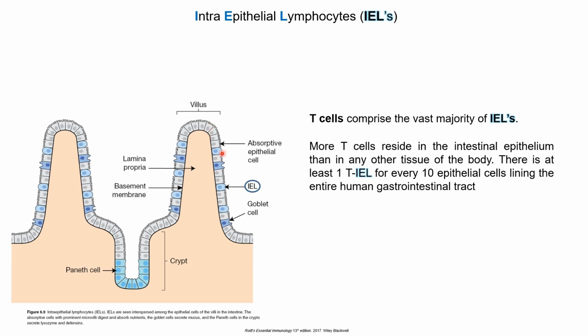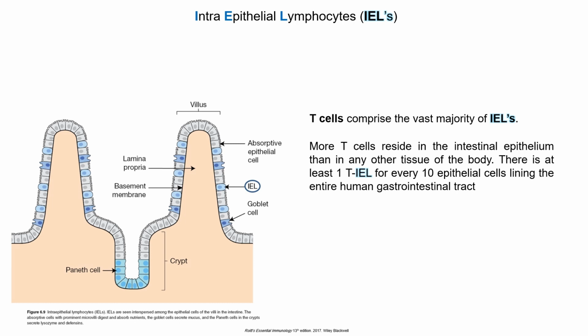But here, right on the mucosal surface, we have these intraepithelial lymphocytes. And it's an amazing number. For every 10 epithelial cells, there's one of these lymphocytes. Now, the last slide I want to show you is the last secondary lymphoid tissue, and that's the spleen.